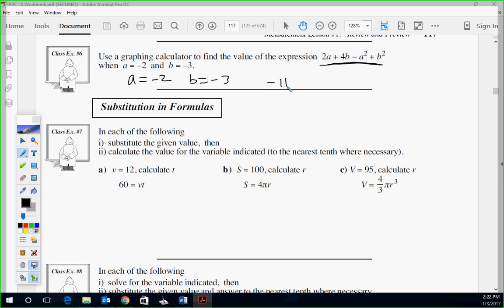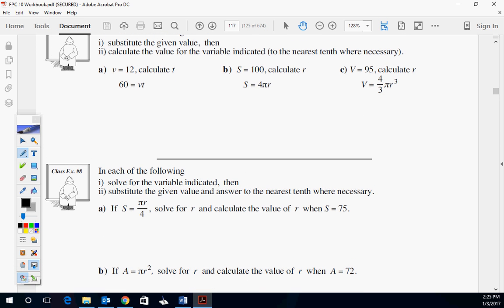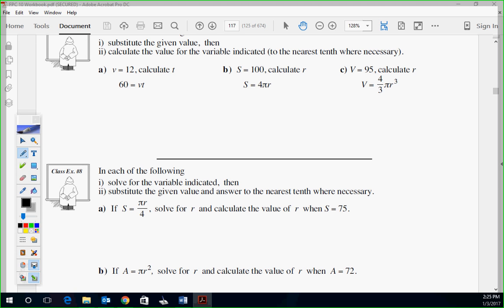This next piece is not meant to be confusing, even though it will be a little bit. You're just substituting values into formulas. Substitute the given value, then calculate. So what I want you to do is substitute 12. So 60 equals 12t. How do I solve for t? Divide by 12. Pretty simple, right? So 5 is t. That's all you're doing there. We don't have to round there at all. It's a whole number.